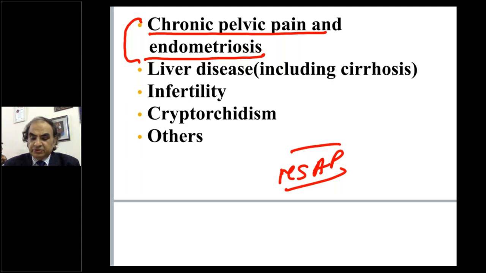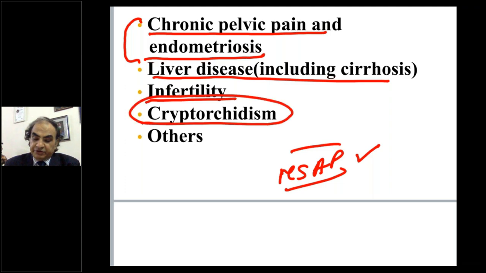They should at least be subjected to a diagnostic laparoscopy, and especially the tubes and the uterus-related pathologies can be picked up very easily. Liver diseases, including cirrhosis, infertility, cryptorchidism, where you can find the testis when you reach the deep ring, lying within 2 centimeters of the deep ring. You can do the extension, that is, a lap-assisted or laparoscopic orchiopexy. It can be just an extension of the same procedure. So it is possible, but you must make sure by adding ultrasound to laparoscopy that it is a viable testis.